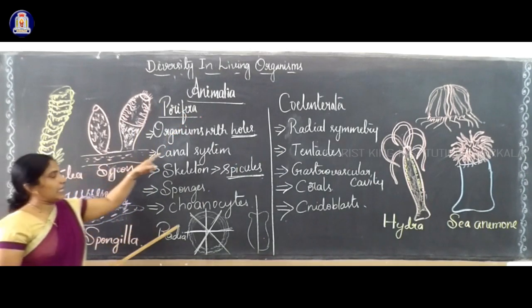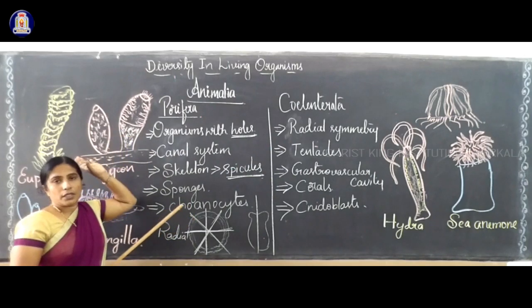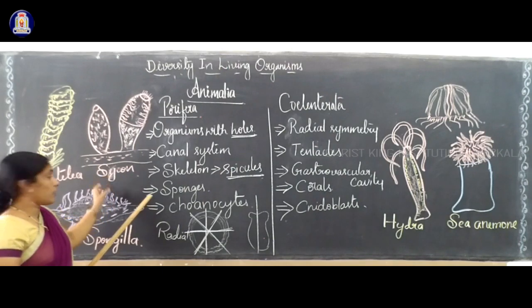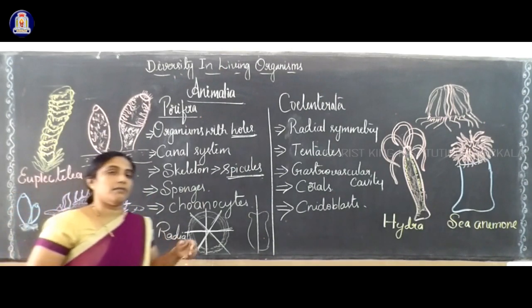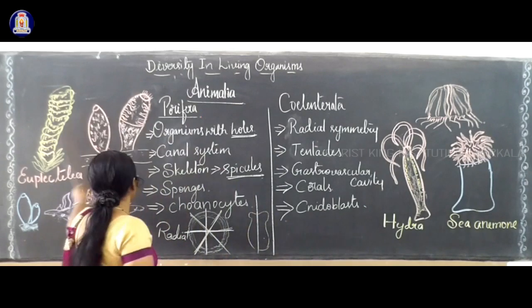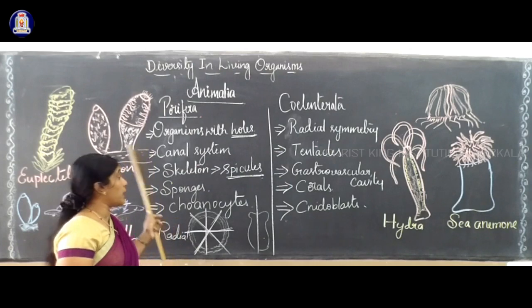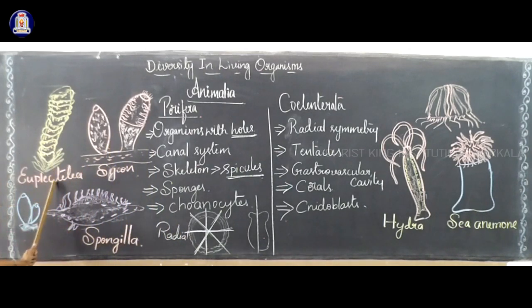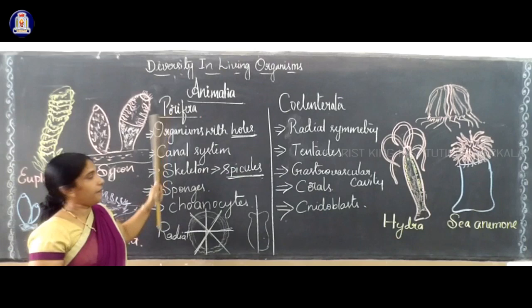Next, there is a canal system. For example, if you observe an organism like Sycon, it is in a different color. All the organisms here have different colors and shapes, and we can see colorful organisms in this group. One is Sycon, Euplectella, Spongilla. Still, many more examples are there in Porifera.